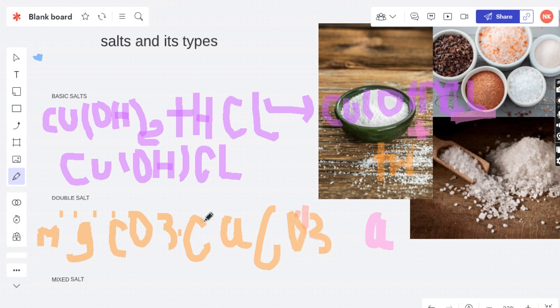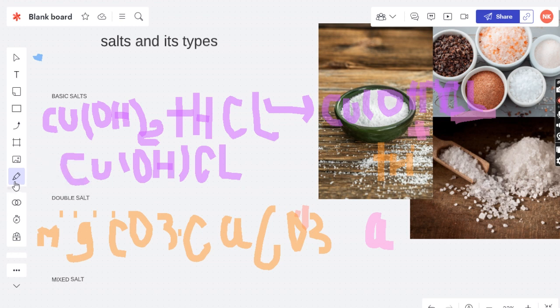Then we have another example: FeSO4 dot (NH4)2SO4 dot 6H2O, Mohr's salt. And then we have one more example of potassium alum, K2SO4 dot Al2(SO4)3 dot 24H2O. These are examples of double salts.